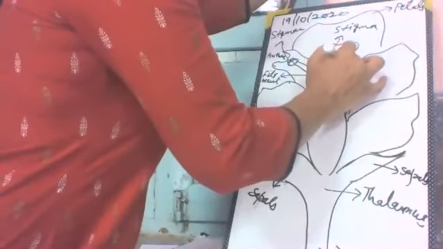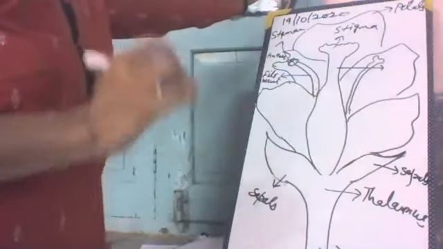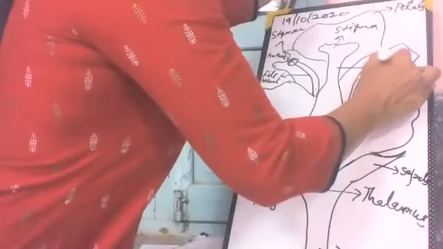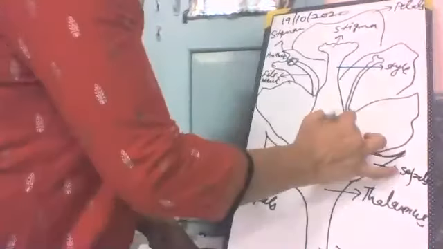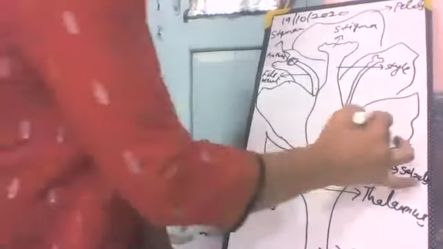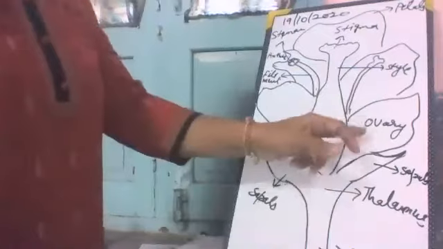This stigma is joined with the ovary with a tube-like or filament-like structure, and that is known as style. This thin tube-like structure is known as style, and at the base, a swollen part of this style is known as ovary.